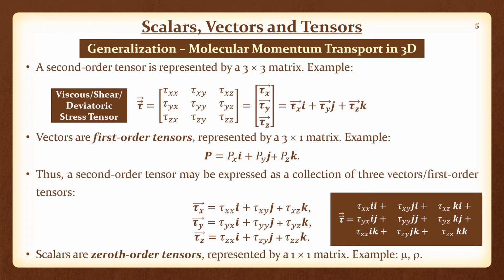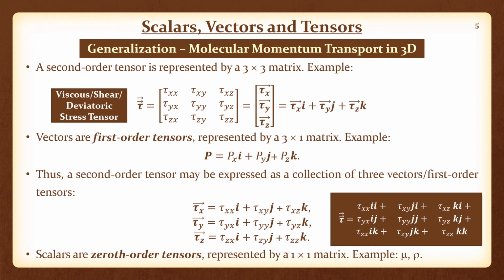For example, you have a shear stress tensor or a viscous stress tensor, and I've thrown in one more name, the deviatoric stress tensor. Why this is called a deviatoric stress tensor is something I will probably address much later in a completely different lecture. But just know that it is also a term by which this quantity is known, so you may encounter it in books.